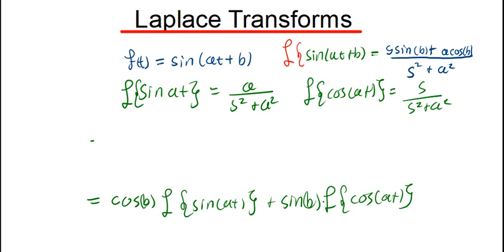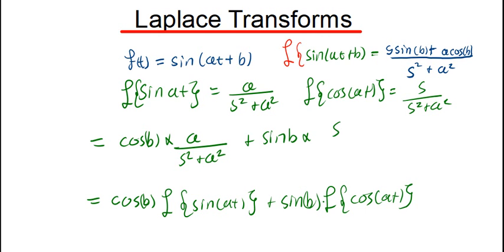So this is just going to be equal to, we put the cos b multiplied by the Laplace transform of sine at, which is a over s squared plus a squared. Then that would be plus sine b multiplied by the Laplace transform of cos at, which is s over s squared plus a squared.